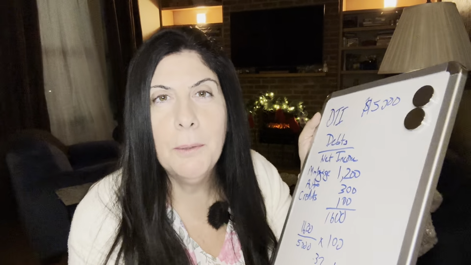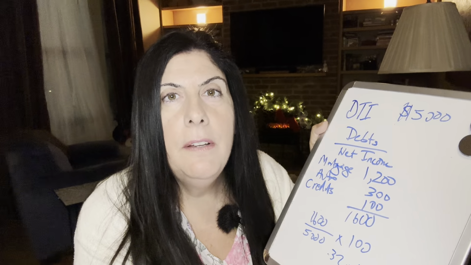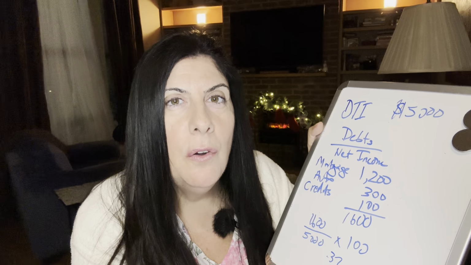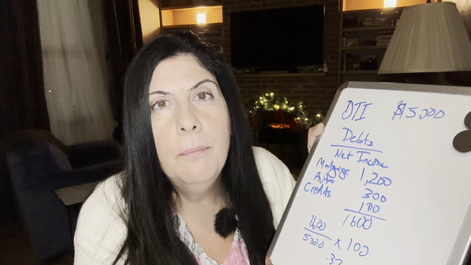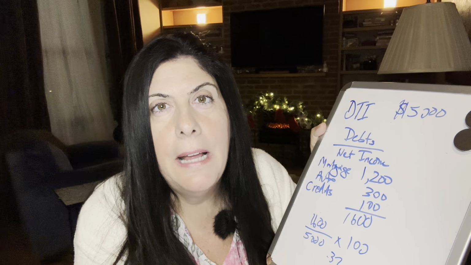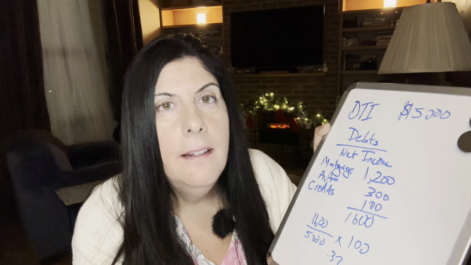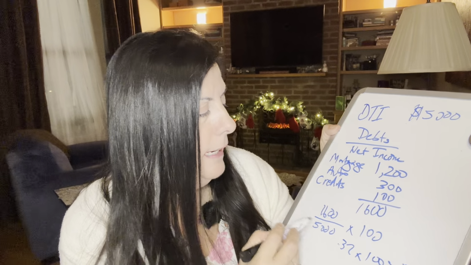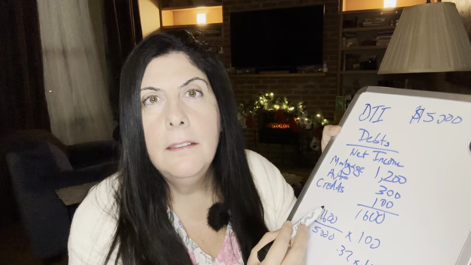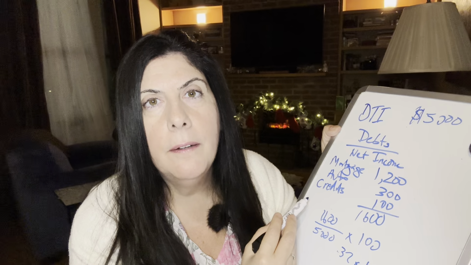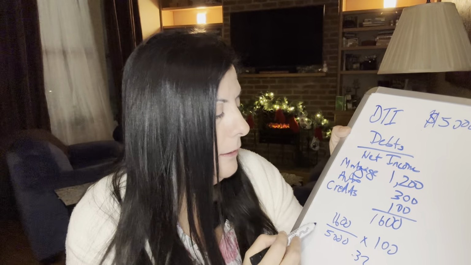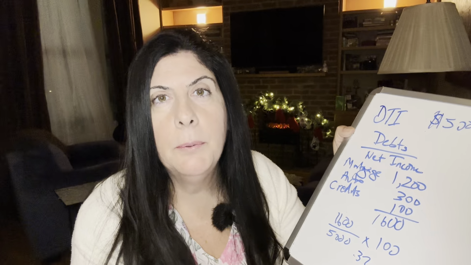Now, 32% isn't bad, but you could see these numbers are pretty low. If you want to figure out where you fall, just look at what you take home at the end of the month, your take home pay, and that would be your net. Then you add up all your debts, and then you just divide, and so you would get the percentage.